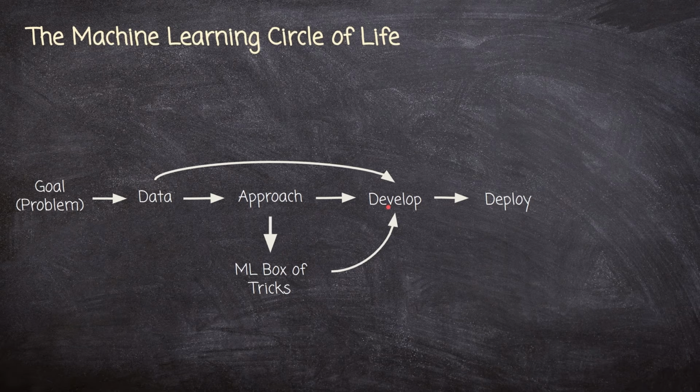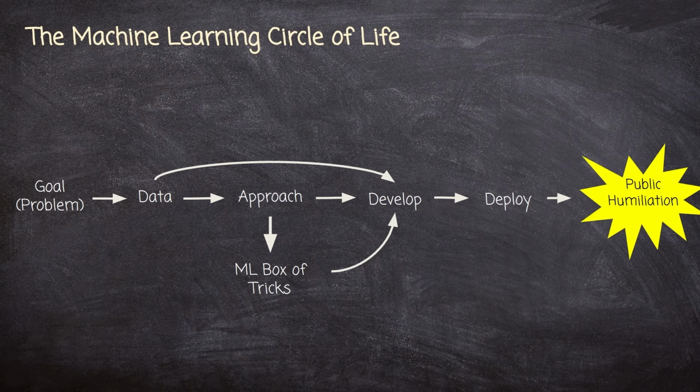Then we are going to develop an approach. We would probably develop a model, something like that. And then ultimately we would deploy that. We would put that out in production and make use of it. Now, ideally, we're going to profit, right? Everything is going to be great. But we want to be sure that we do not turn this into a giant public humiliation.